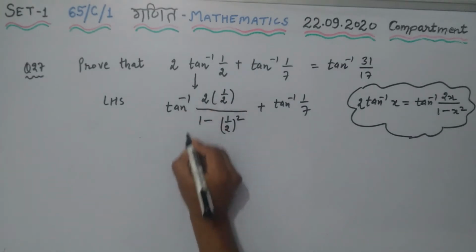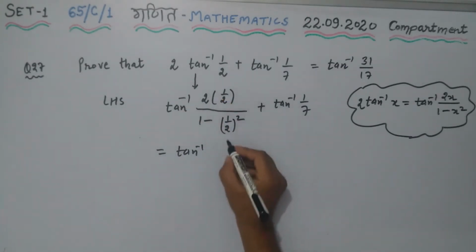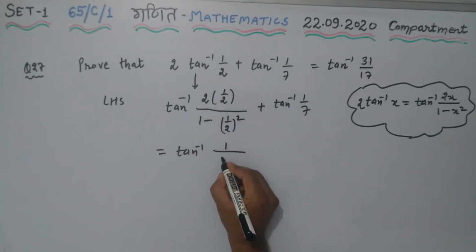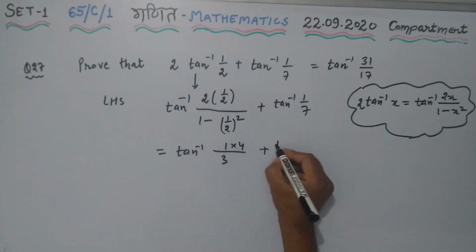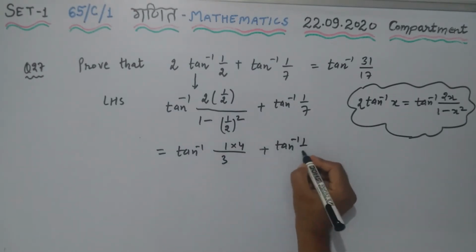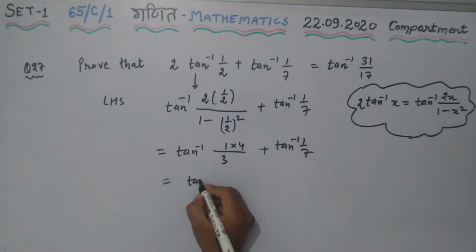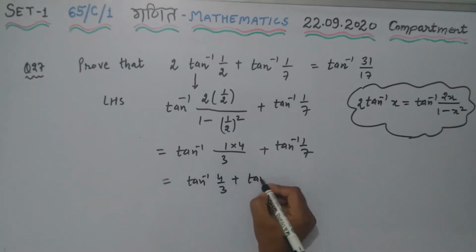So this becomes tan⁻¹ of 1 upon 4 minus 1, that is 3 upon 4, plus tan⁻¹(1/7). So this means tan⁻¹(4/3) plus tan⁻¹(1/7).